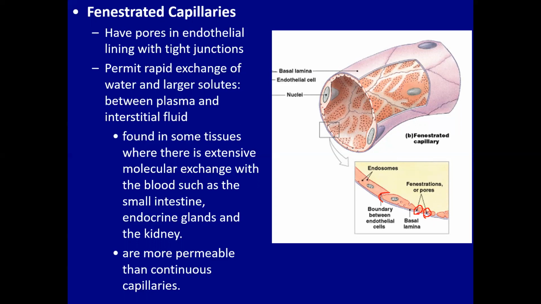So this allows for a rapid exchange between the interstitial fluid and plasma. So if we're talking about the small intestine, endocrine glands, or kidneys, it is necessary to have this rapid exchange of water and larger solutes. So these are clearly more permeable than continuous capillaries.